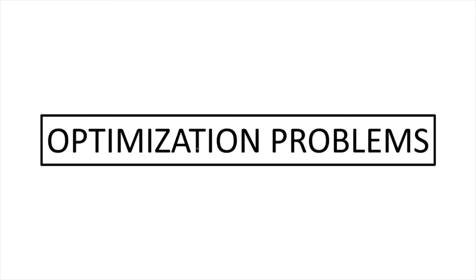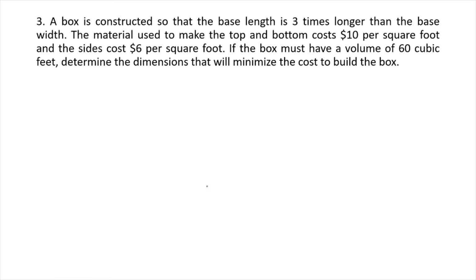In this video, we're going to continue solving optimization problems. This is problem number 3. A box is constructed so that the base length is 3 times longer than the base width. The material used to make the top and the bottom costs $10 per square foot, and the sides cost $6 per square foot. If the box must have a volume of 60 cubic feet, determine the dimensions that will minimize the cost to build the box.